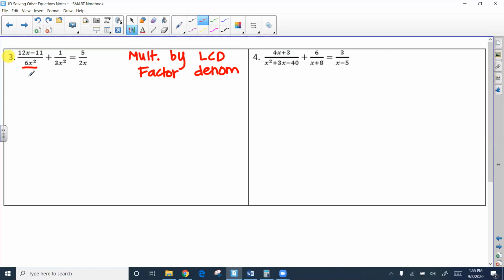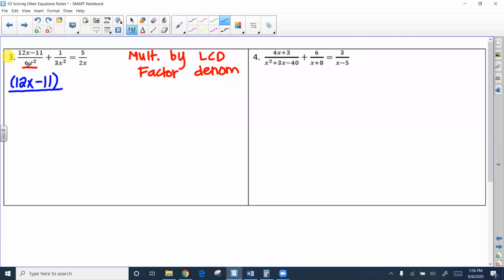These are all multiplied. So when I have 6x squared, it means 6 times x squared. So I actually can separate that. And the 6 can factor as well. All right, so I'm going to rewrite this, and I'm going to factor all the denominators. The numerator of the first fraction, though, I'm going to put it in parentheses because it doesn't separate.